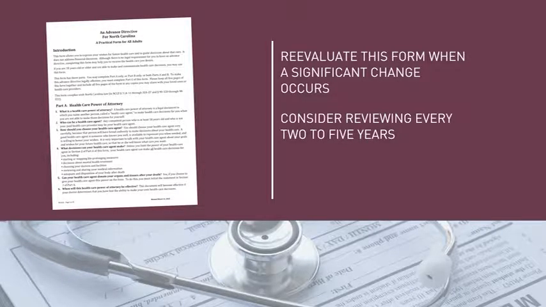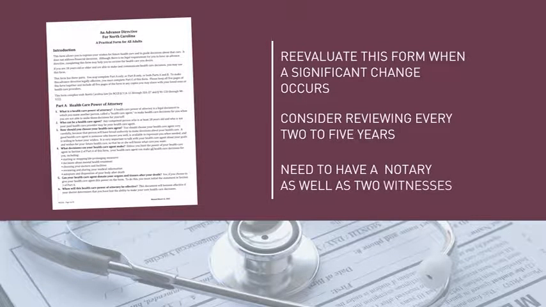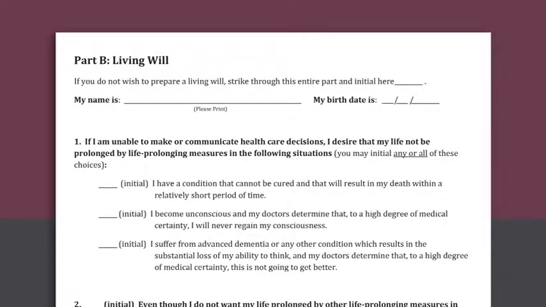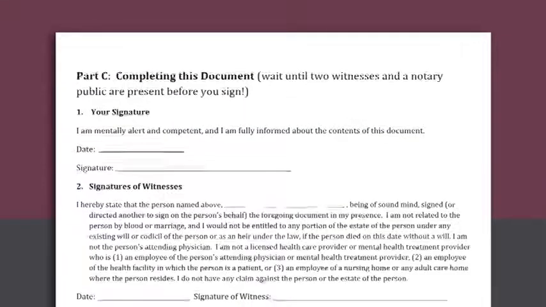In order to make the form official, you will need to have a notary and 2 witnesses. The witnesses should be over 18. Your agent, your healthcare provider, or a relative cannot be witnesses. This form has 3 parts, Part A, B, and C. You may complete Part A only or B only, or you can complete both. In order to make this form legally effective, you must complete Part C.